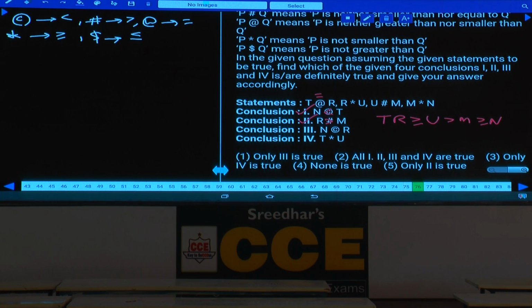Then next one, N copyright. Copyright stands for lesser than. N lesser than R, R greater than N. N lesser than R, definitely true. And T star, T greater than or equals to U. And T equals to R, T greater than or equals to U is also true. Hence what is your answer here? All the 4 conclusions follow. Choice 2 is the answer.